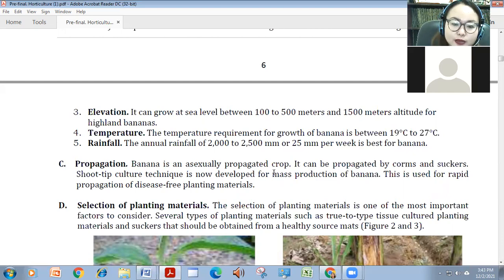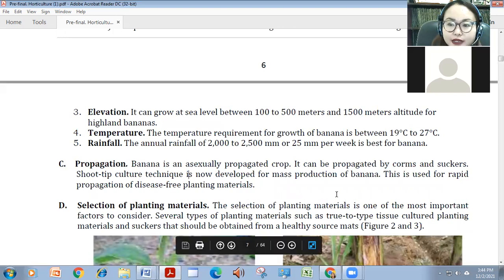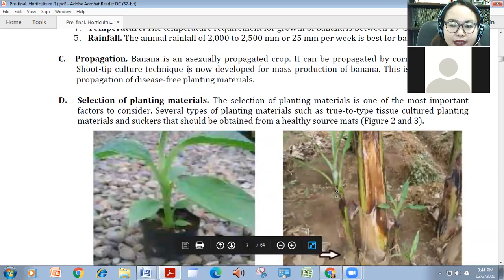combination, yung double A, no? And seedless yon. Kaya these are propagated by corms or suckers. So, and tissue culture technique is the best. We have here the shoot tip culture technique for mass production of banana, for rapid propagation, and disease-free planting material. So nakita niyo kanina sa video yan.